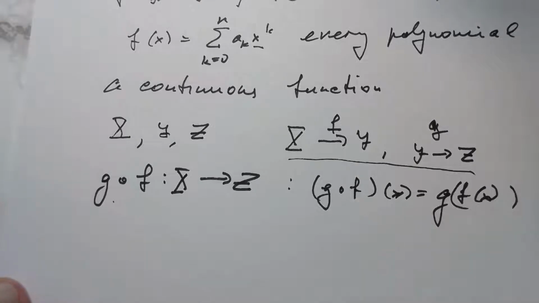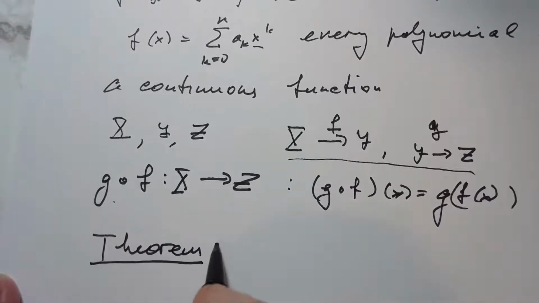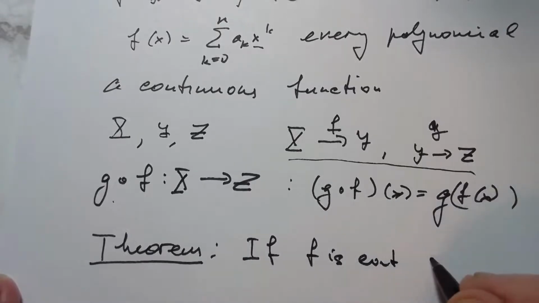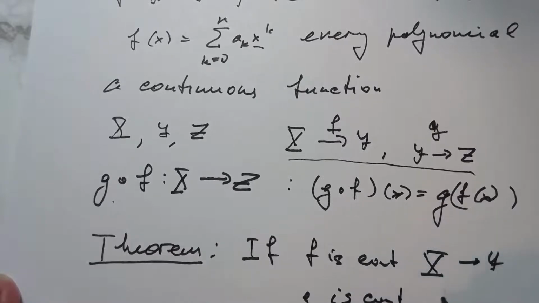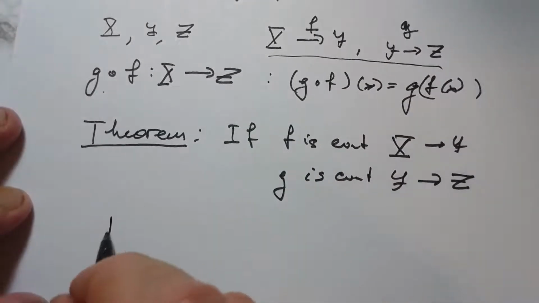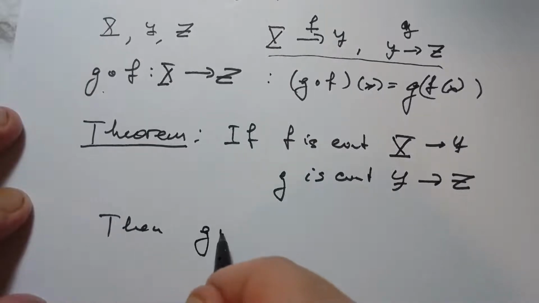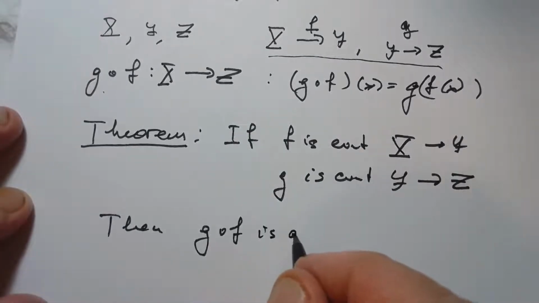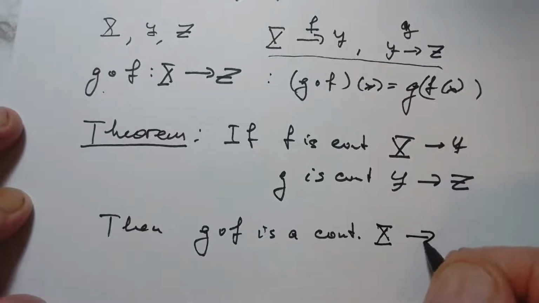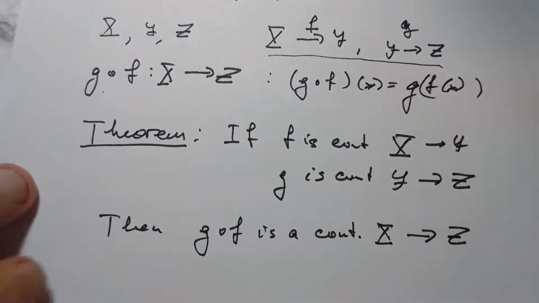Well, guess what I have to do next? I have to prove a theorem, and the theorem will say that if f is continuous from x to y, and g is continuous from y to z, then the conclusion, of course, that the composition of these functions g composed with f is a continuous function as a function from x to z. Okay. Are you ready for a proof?